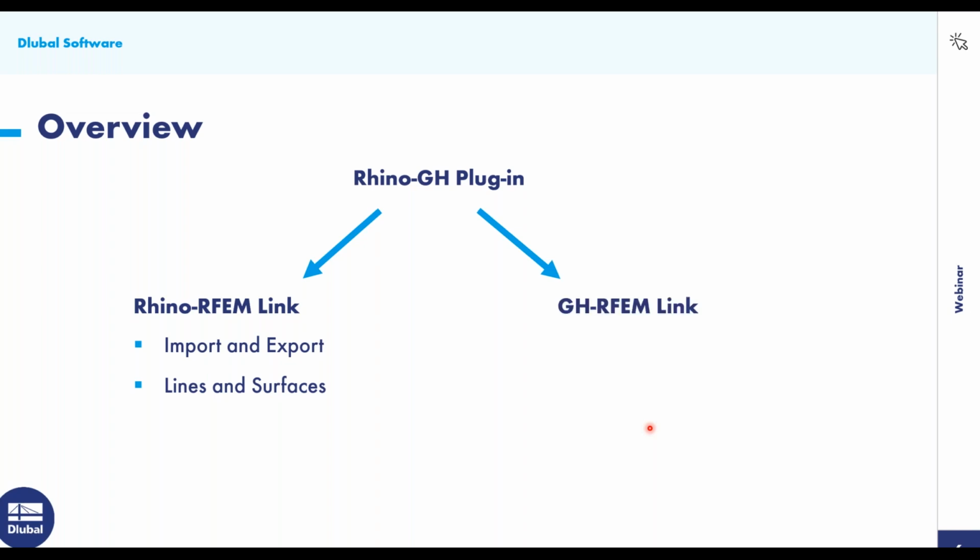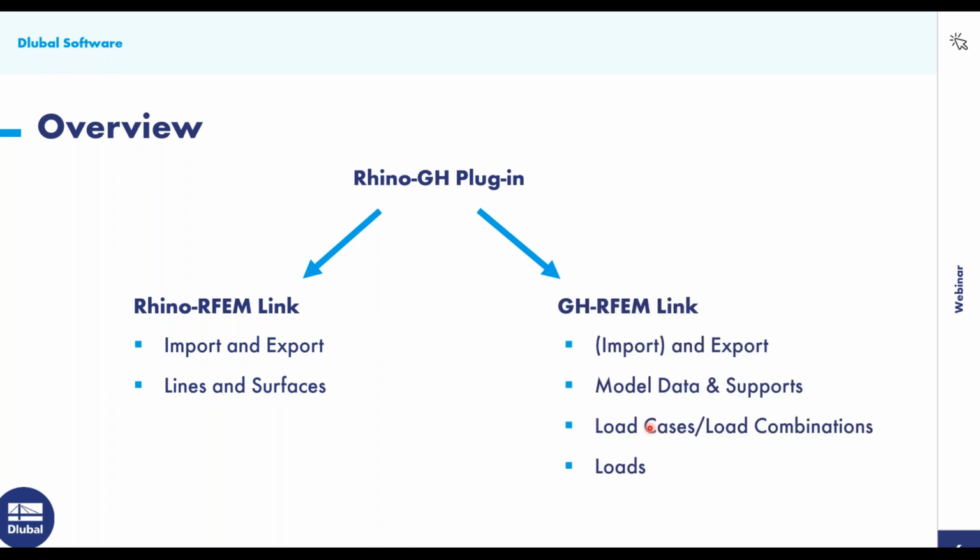The other link is the Grasshopper RFEM link, and we have a little bit more changes when it comes to this link. Mainly the export, but now you are also able to import as well. And then you are able to control aspects like model data and supports. When it comes to the export, you have more control over the structural analysis. Additionally, load cases and combinations can be accounted for, which was a big request from our users, along with loads.